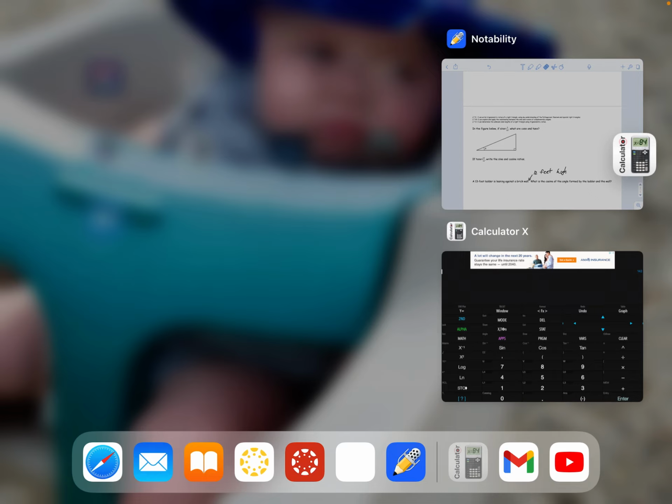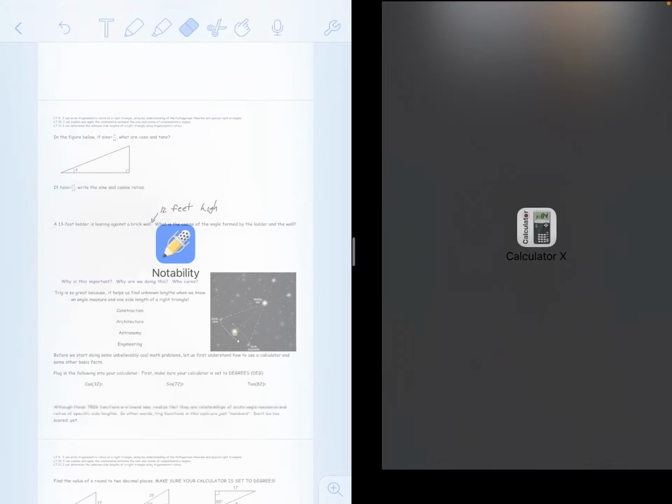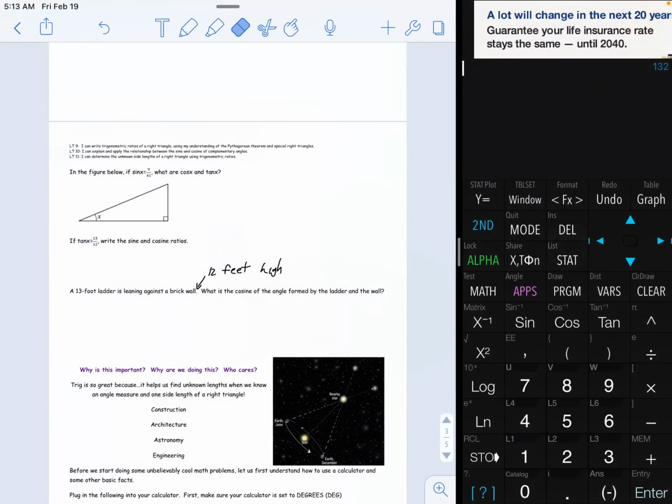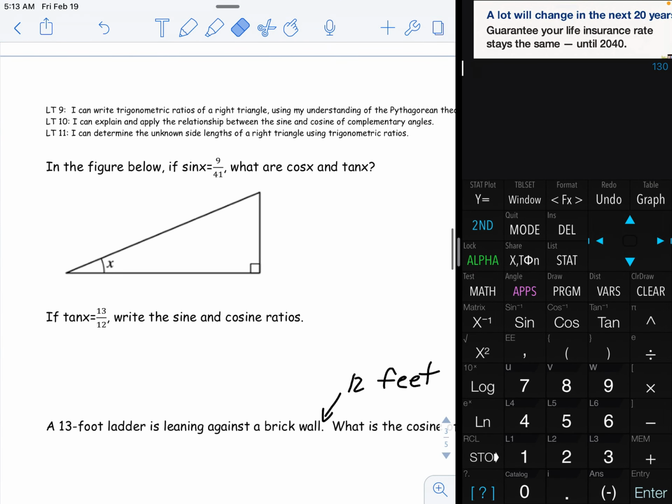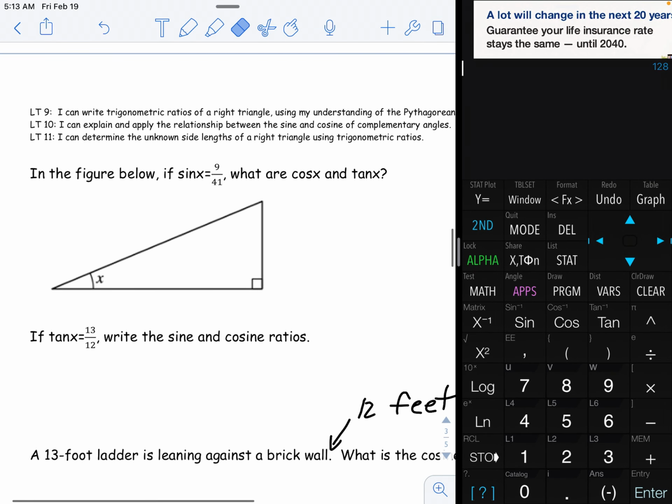Okay, students, let me get situated here as we begin this math lesson. There we go. We're going to be using a calculator. But anyways, let's just dive in.